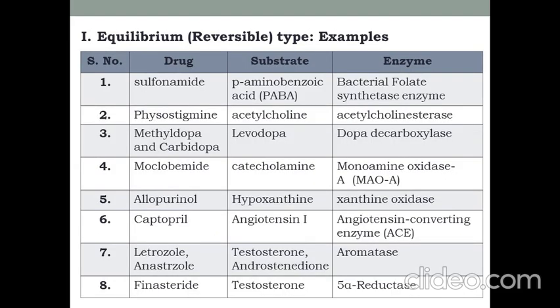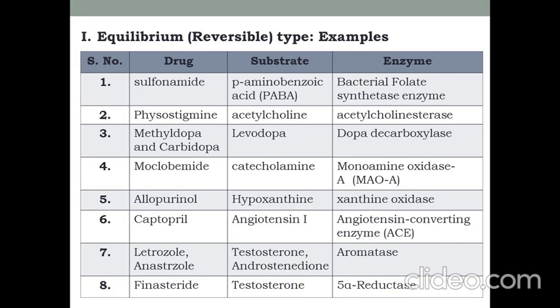Now this is the most important point for NIPER and GPAT exam. The examples of drugs which cause reversible type of inhibition. So here drug, substrate and enzyme are given. The different drugs are used to bind with different enzymes and they mimic the structure of the substrate. So the substrate and drug have similar types of structure.